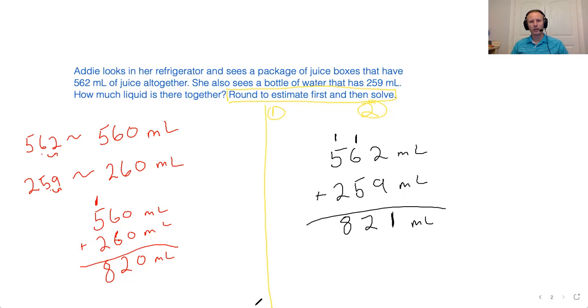Notice we talked about this a number of lessons ago, that when you round one number up and one number down, often they sort of balance each other out and you get a really close estimate. And that's what happened here. We rounded one of them down and we rounded one of them up, and they sort of balanced out. So again, you'd then write a sentence that says Addie sees exactly 821 milliliters of liquid in her refrigerator.